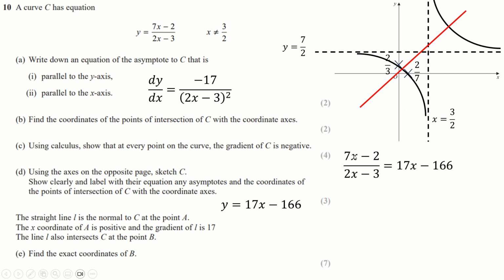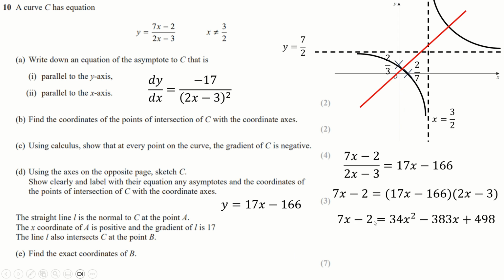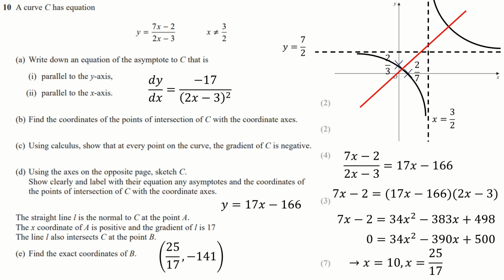But for now, just cross multiply, expand all this out, gather everything up, and you can just use the quadratic formula here, right? You know x is 10 was a solution. That also allows you to factorize this. You can just say one bracket must be x minus 10. So the other one, therefore, must be 34x minus 50, which gives you solution 50 over 34, which is 25 over 17. And then just shove this 25 over 17 into here. The 17s cancel. 25 minus that is minus 144, and that's the exact coordinate of B.